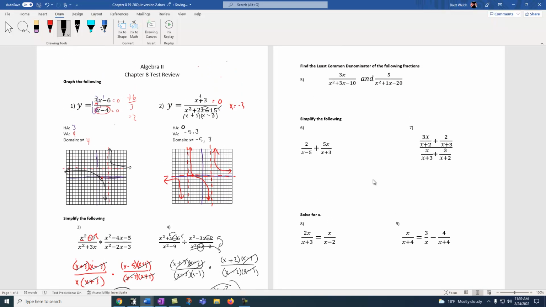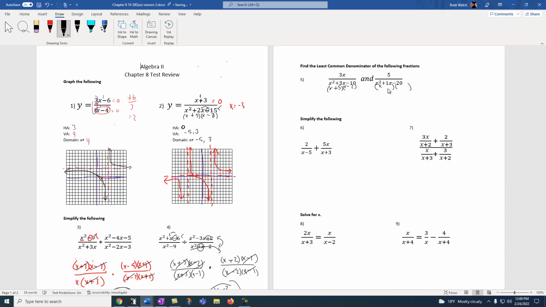All right, question number 5. On question number 5, I'm just asking you to find the LCD. I don't need you to do anything special, but you do need to factor it and then say, what would a common denominator for these two be? Here I get x and x. Factors of 10 that subtract to 3 are 5 and 2. And then signs are different, so I'll go plus 5 minus 2.